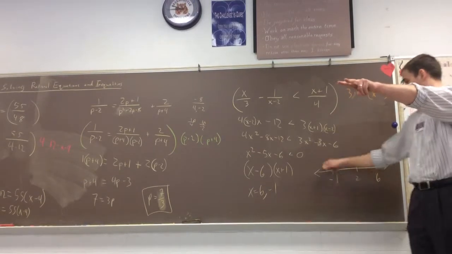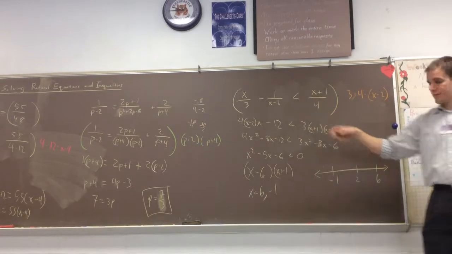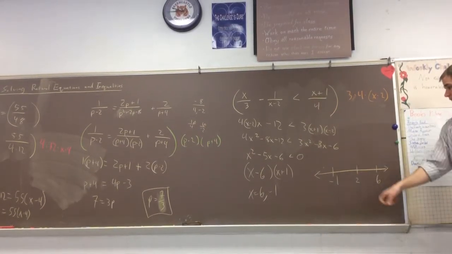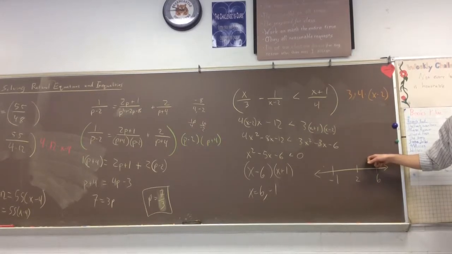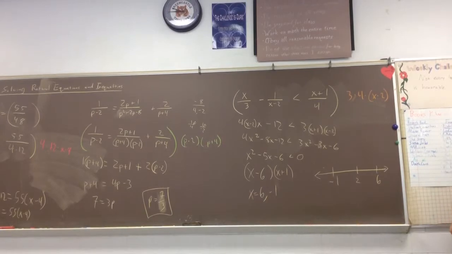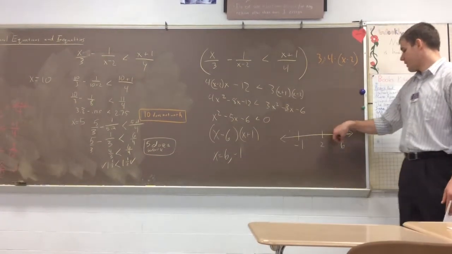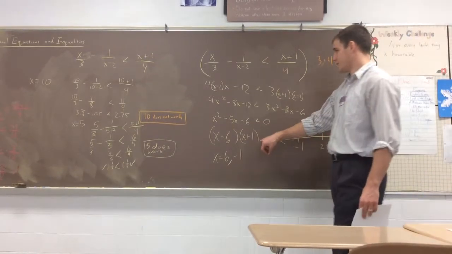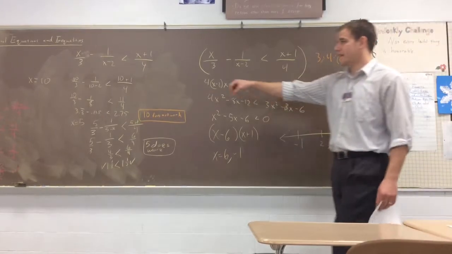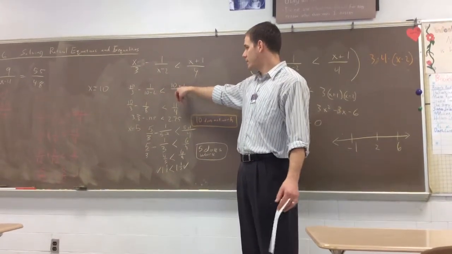So, you two, pick a number smaller than negative 1. Plug in the original, see if it works. Between negative 1 and 2. Between 2 and 6. I've got a number bigger than 6. So what we do is we pick numbers in each interval. I took the big interval here from 6 to infinity. Doesn't matter what I try, just got to pick some huge number, some number bigger than 6.